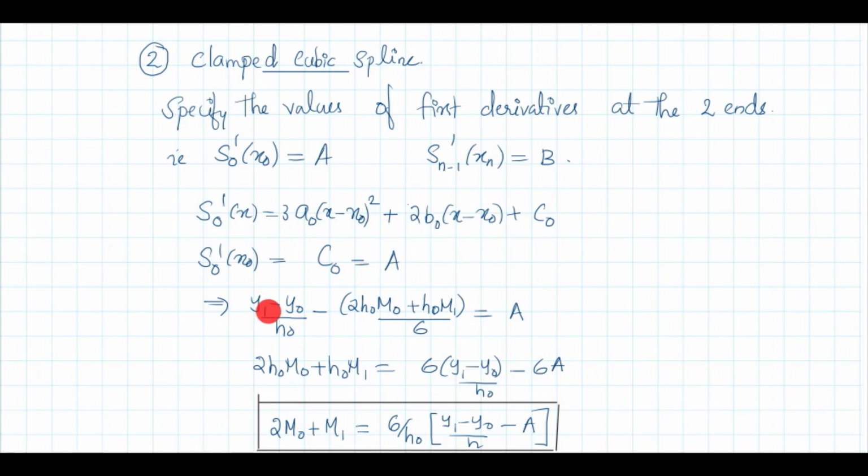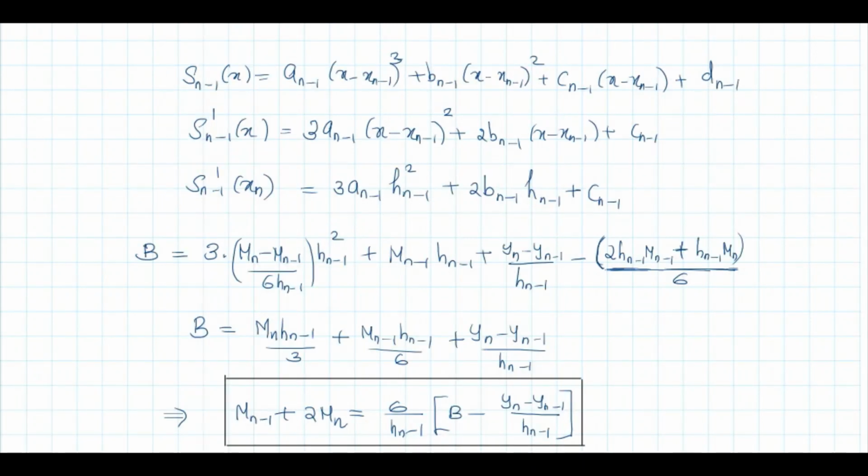c0, by definition, is (y1 minus y0) by h0 minus (2 h0 m0 plus h0 m1) divided by 6, equal to A. Rearranging this, you will get 2 m0 plus m1 equal to 6 by h0 times (y1 minus y0) by h0 minus A. So this is a condition between the different m values. So we got one condition.